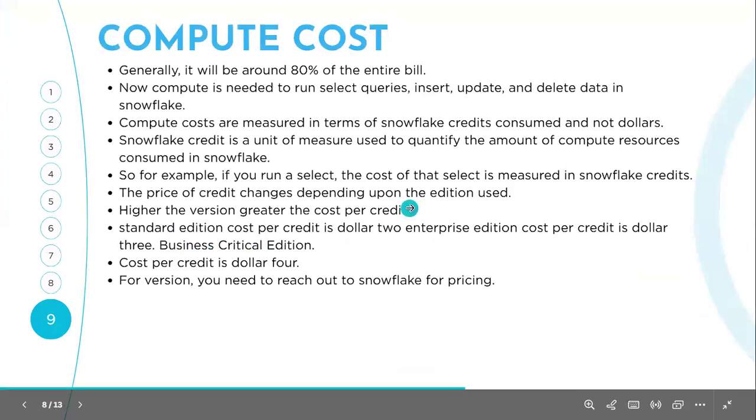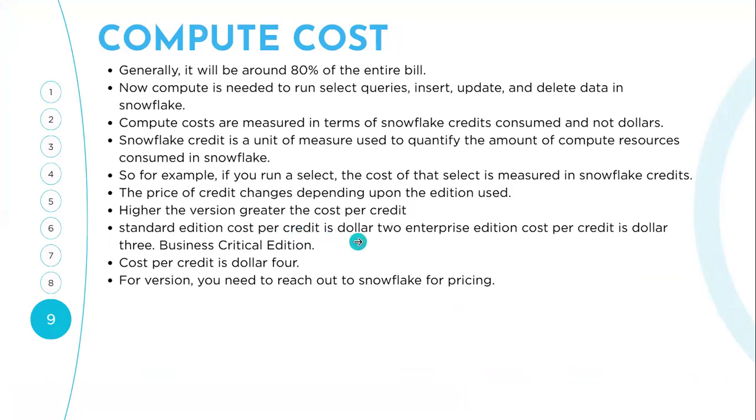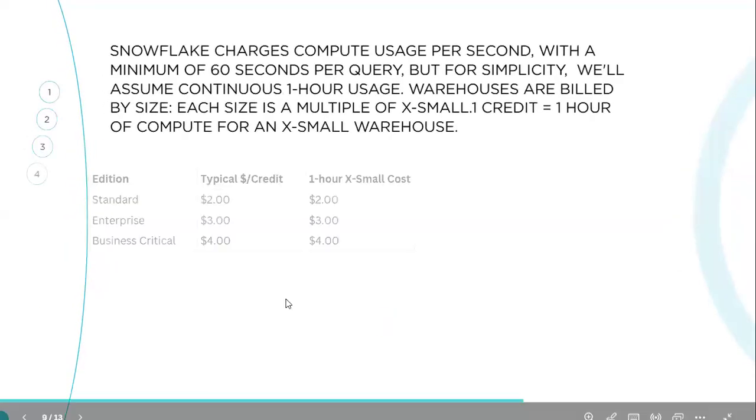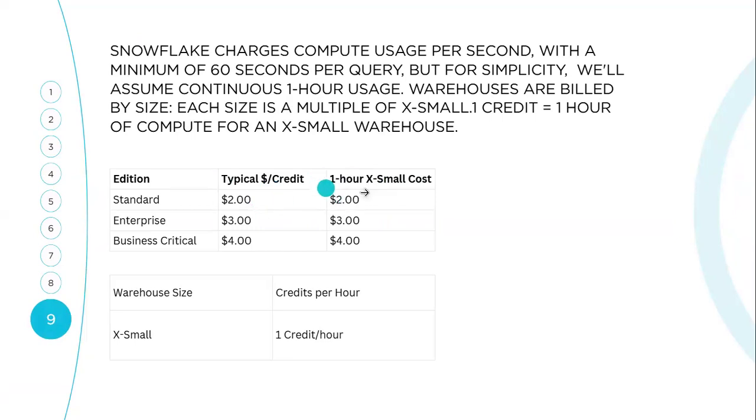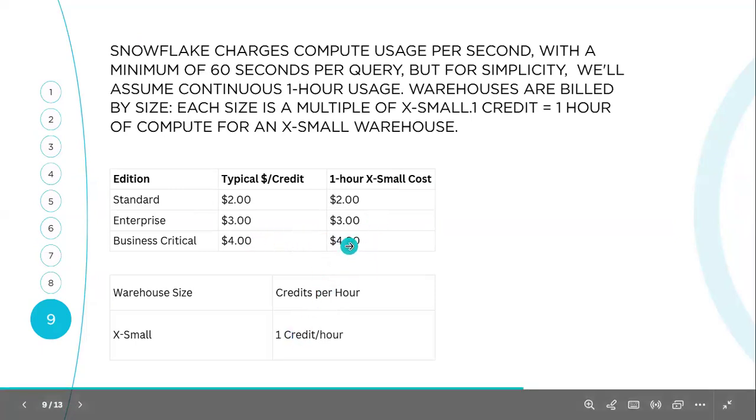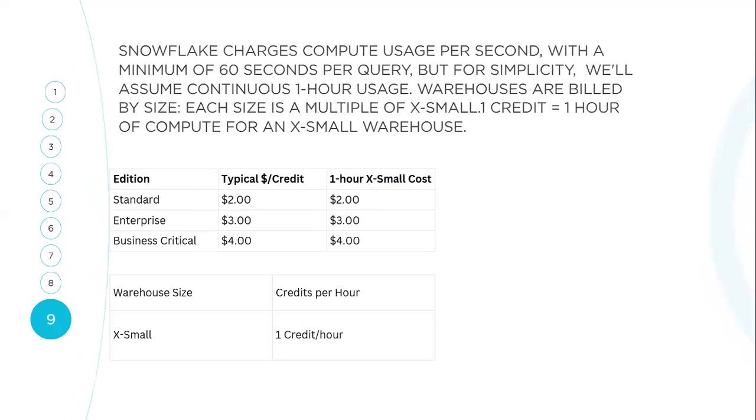The higher the edition, the greater the cost per credit. Standard edition cost per credit is $2. Enterprise edition cost per credit is $3. Business Critical edition cost per credit is $4. For other editions, you need to reach out to Snowflake for pricing. Okay, so this is how it charges. If you are using one extra small server on Standard, it will be $2. On Enterprise, it's $3. On Business Critical, one credit equals $4 for an extra small server per hour. I'm going to pay this.